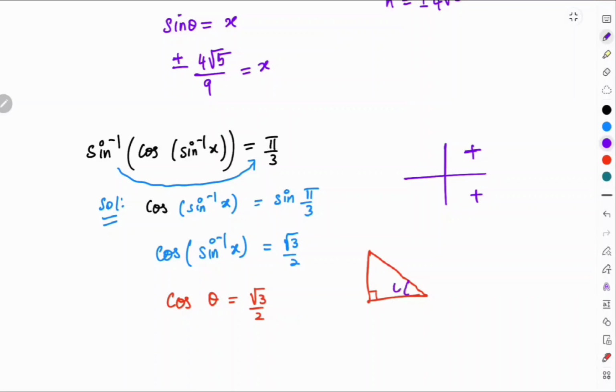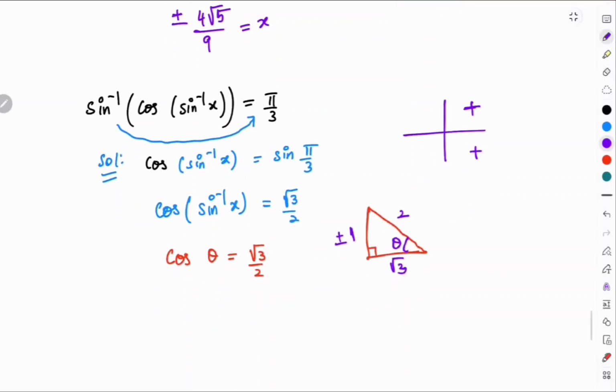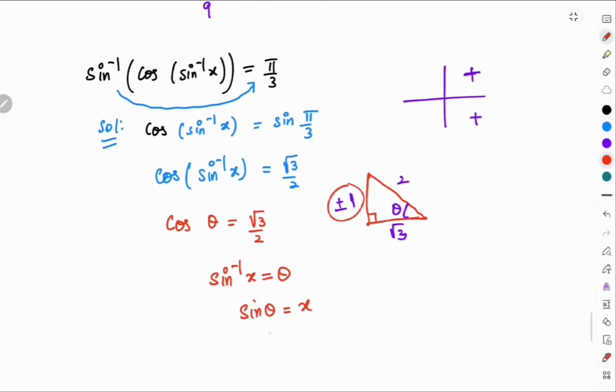So it's clear that cos theta is equal to what? Cos theta is equal to root 3 by 2, which is adjacent by hypotenuse. What is this opposite? It is 1. So again, this could be plus or minus 1. Okay, it depends on the quadrant. So what is theta? Sine inverse of x is equal to theta, right? So since you have found out this, sine theta is equal to x. So what is sine theta? Opposite by hypotenuse. Yes. So plus or minus 1 by 2 is equal to x. Yes, clear?